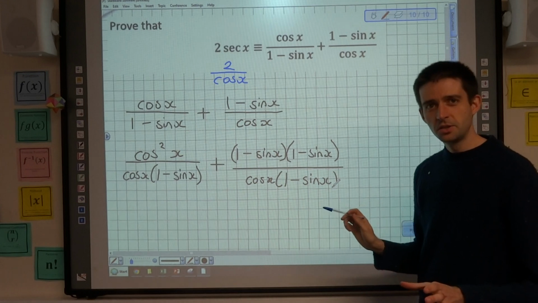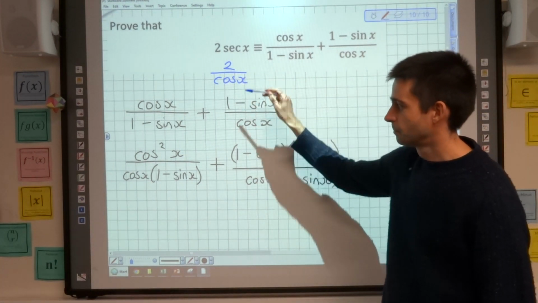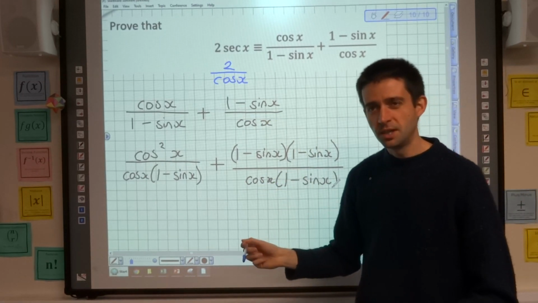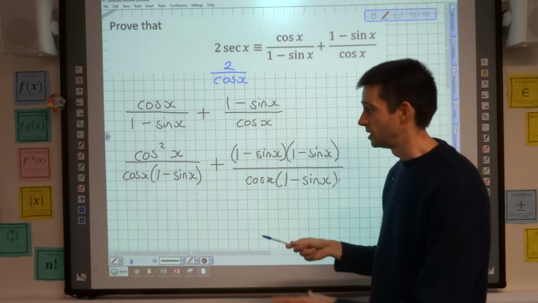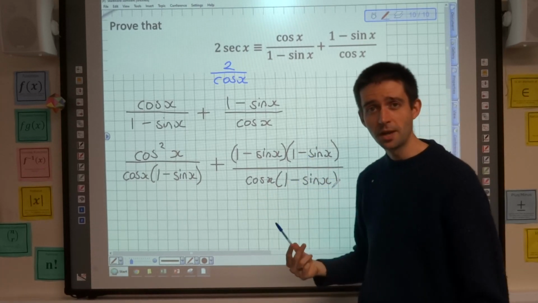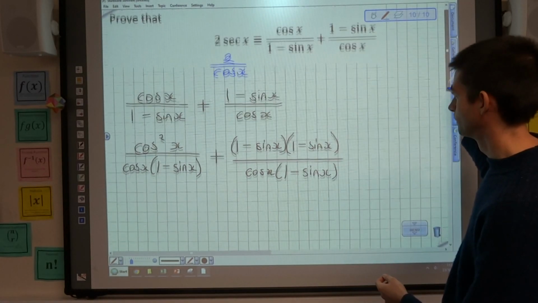Now, a tip at this stage. Look at what we're aiming at. We're aiming to get to 2 over cos x, and I've got cos x on the denominator. So for that reason, I'm not going to expand out the denominator, because what I'm hoping is going to happen is something on the numerator is going to enable me to cancel the 1 minus sin x part and leave me just with the cos. Let's see if that's what's going to happen.